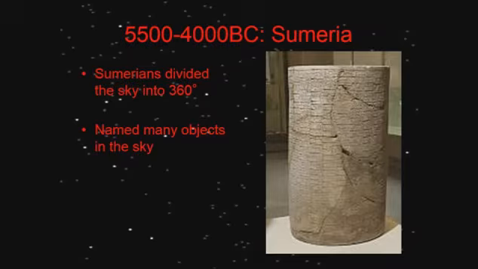So just going briefly through some of the history here, the oldest known division of the sky into 360 degrees and the oldest catalogue of naming objects actually comes from the Sumerians, a pre-Babylonian civilization at 5500 to 4000 BC. So we're going back a long way. And this column that's written here, this stela, is actually written out, and this is their sky catalogue right here. Pretty cracked, not in the best of condition.